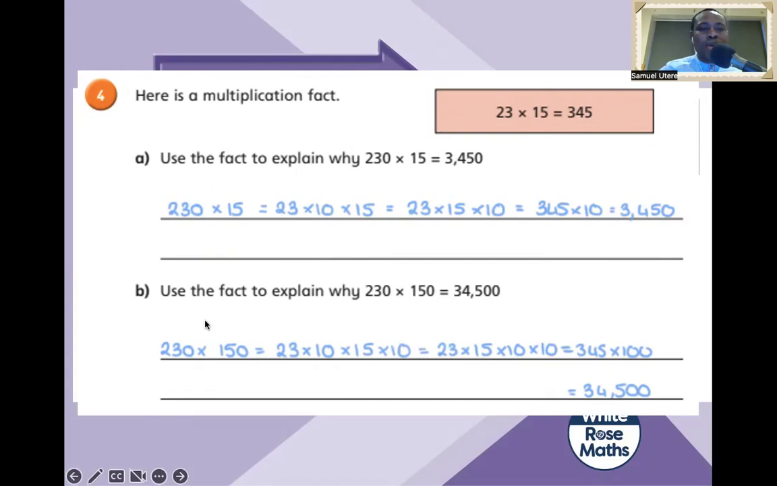And then we're asked to use the fact to explain why 230 times 150 is equal to 34,500. Again, notice that we have made 23 10 times bigger and we have made 15 10 times bigger. Well, if I ask you what is 10 times 10, you would tell me it's 100. So our answer must be 100 times bigger than the actual multiplication fact that we were given. And you can see the calculations written here.